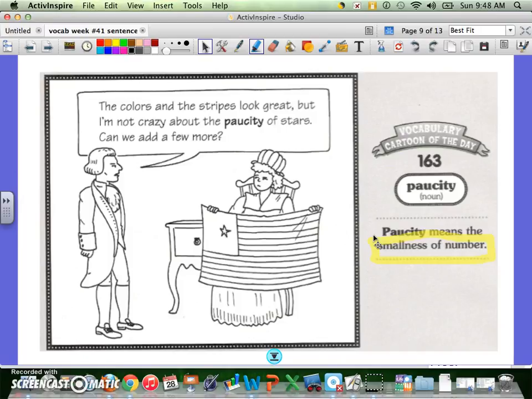But you could talk about the paucity of the box. Or, like in this cartoon example sentence, you could talk about the paucity of the stars on the flag. The colors and the stripes look great, but I'm not crazy about the paucity of stars. Can we add a few more? So what are they saying about the stars in this sentence? They're saying that there is a small number of stars, a paucity of stars.